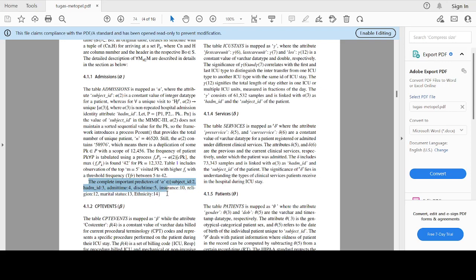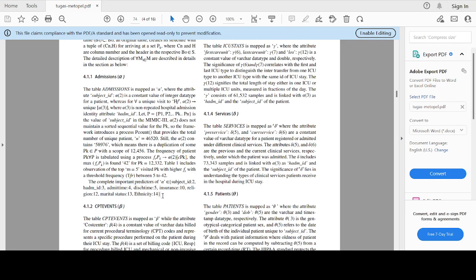Basically, the conclusion is the complete important predictors of table admission are subject ID, HADM ID, hospital admission ID, admit time, discharge time, insurance, religion, marital status, ethnicity. Okay, so why are ethnicity and marital status important predictors?